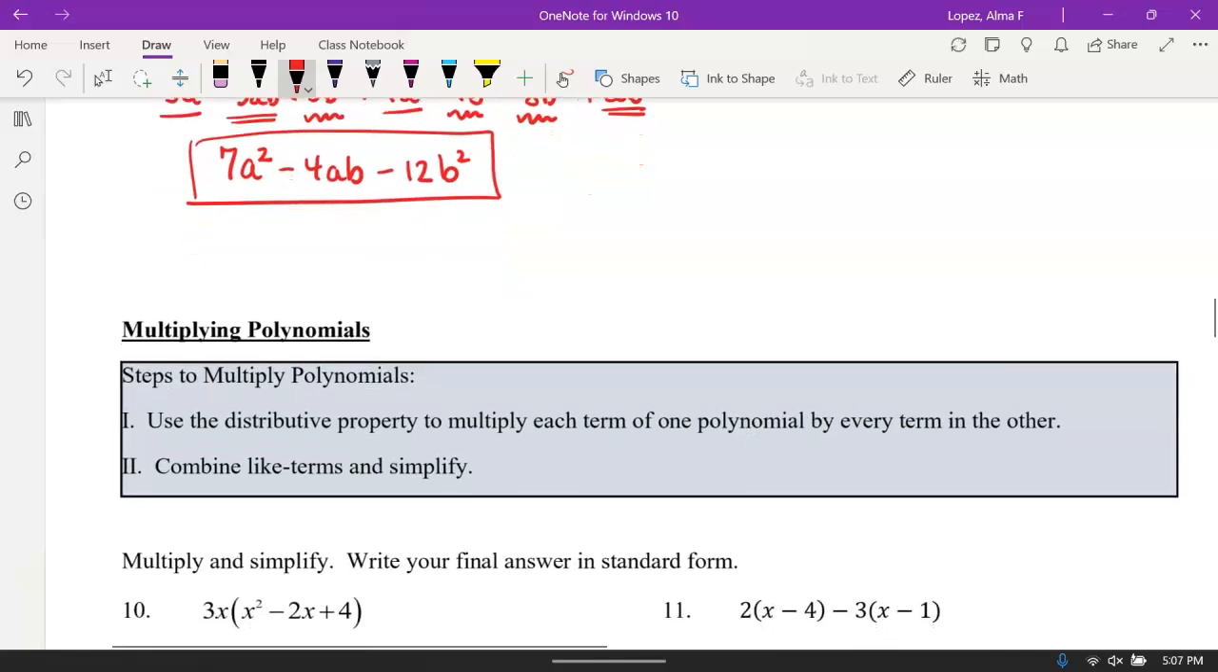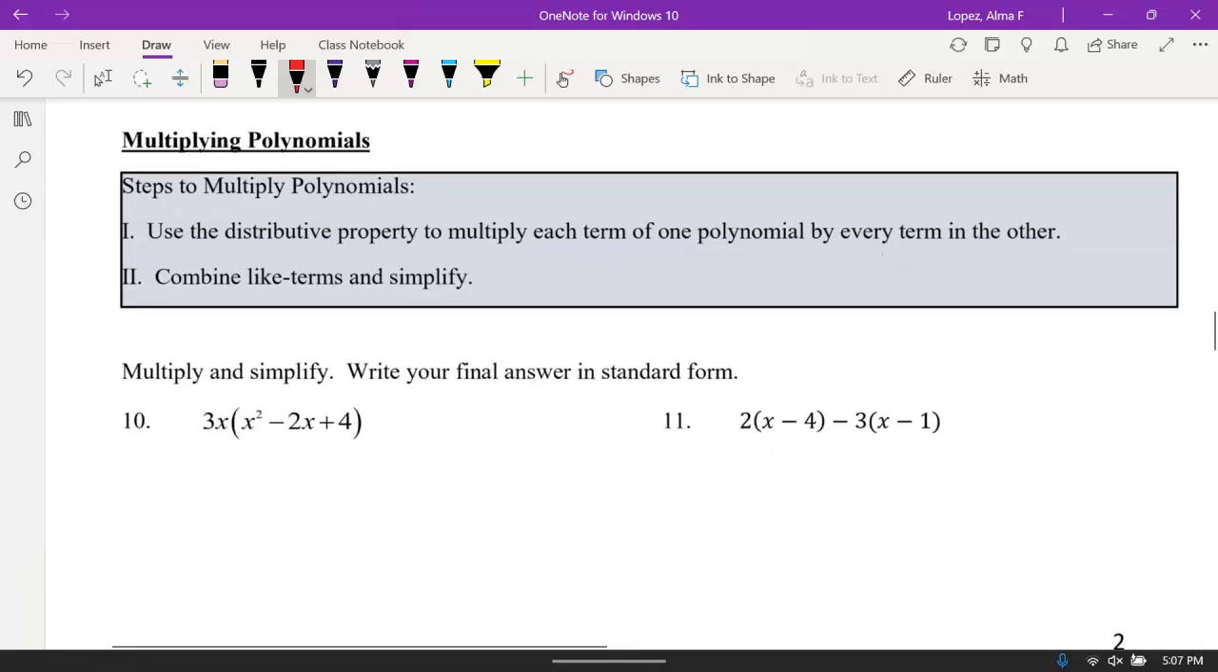All right, let's continue on with our polynomial section. We're going to be multiplying polynomials now. And to multiply them, you want to use the distributive property. That just means if you've got parentheses, you want to distribute whatever's on the outside of the parentheses onto everything inside. And then finally clean up by combining like terms.